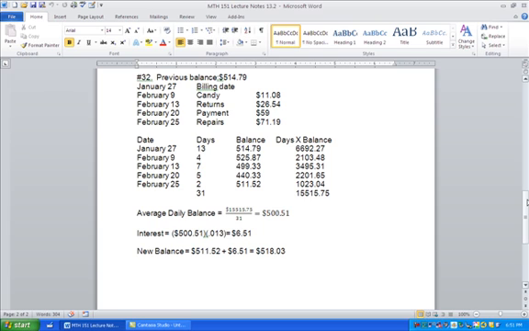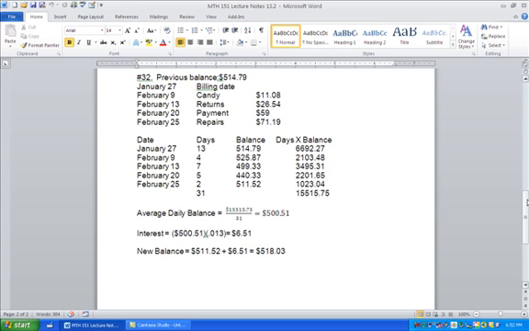We add up all the numbers in the days times balance column. We add up the days, and then we divide the days times balance sum by the number of days in the month, and we get an average daily balance of $500.51. The interest is charged on that. So we take $500.51 times 1.3%. Notice we want to use a decimal form for that, 0.013. So that's $6.51. So the new balance is going to be this last balance we had here, which is the $511.52, plus that interest, which gives us a new bill of $518.03. So those are the 3 parts down there at the bottom for that particular problem.